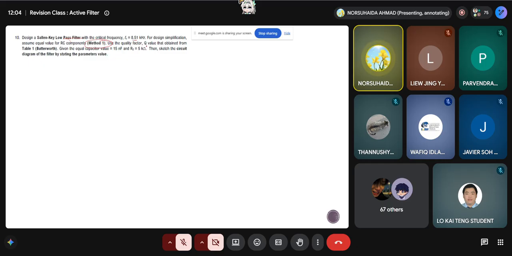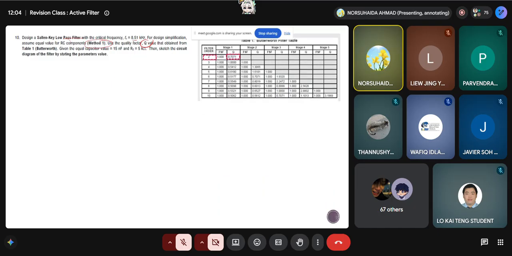Okay, so for this case, Q is not given so that we can refer to table 1 Butterworth. Previous question, Q is given straight away, 0.7071. So you can use straight away. But for this case, you have to pick your Q from the table. This is the table 1, Butterworth filter table. So Sallen-Key means that 2 pole second order. So the value of Q, we get 0.7071.